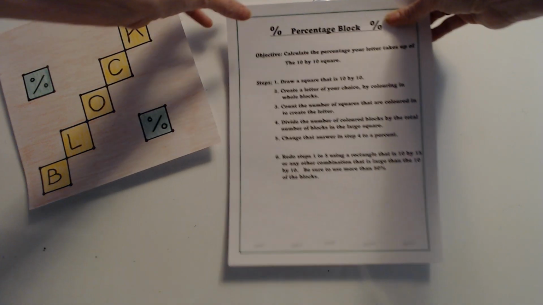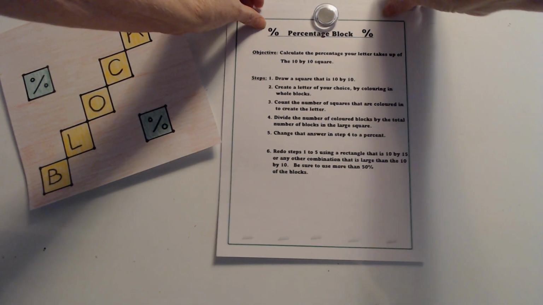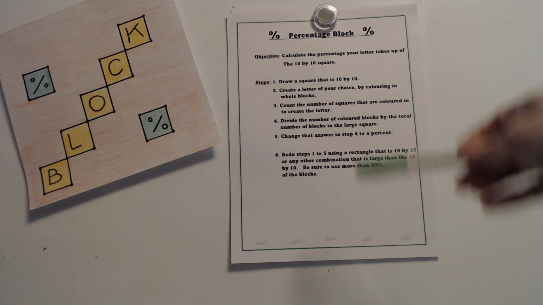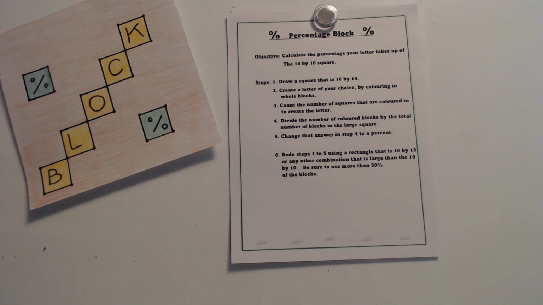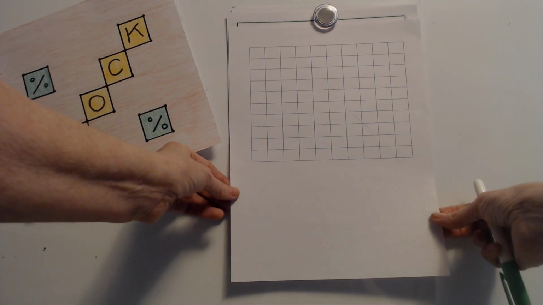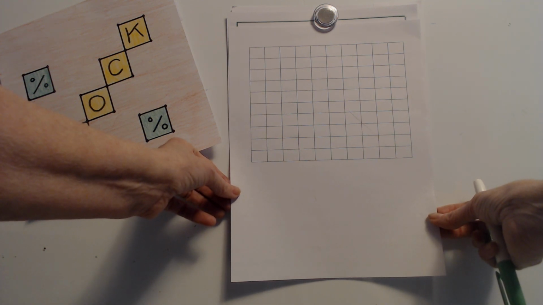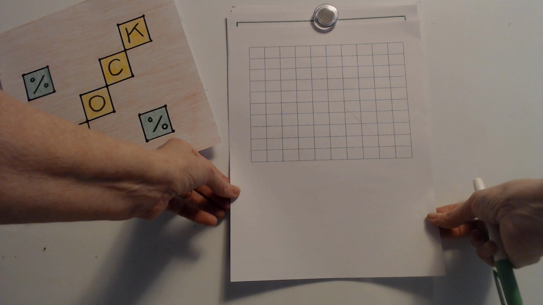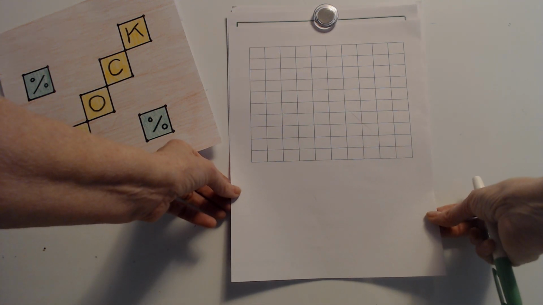So here are the actual instructions, and let's just run through them first. From the student's standpoint, the objective is to calculate the percentage your letter is going to take up on a 10 by 10 block. Step 1 is to create a 10 by 10 block. My recommendation, if you're having the student do this individually, like a homeschooler, is to use graph paper. Drawing straight lines can be very frustrating and time-consuming.